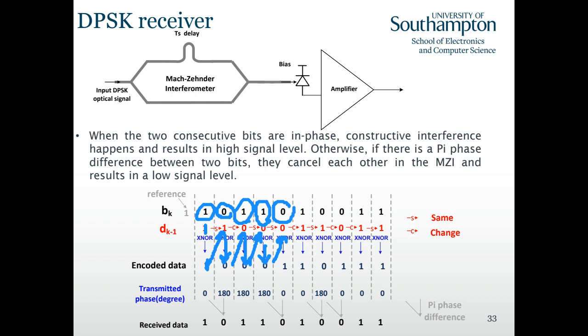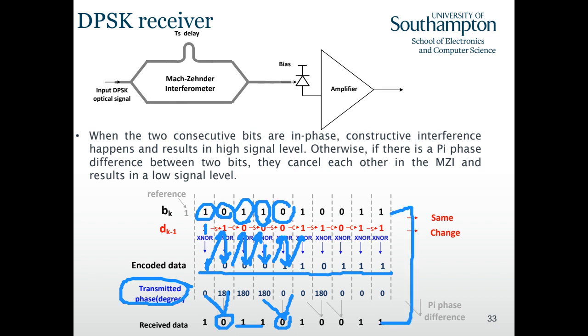So here the encoded data are mapped to the transmitted phase. And then as a receiver, if we receive all these phases, we can decide that when there is a phase change, the binary bit is 0, and all the others are 1. So if we compare this row to this row, they're the same, right? This is the incoming bits. These are the detected binary bits.